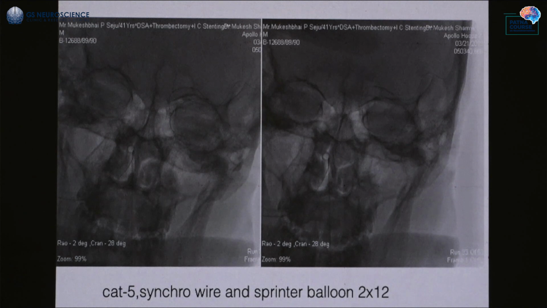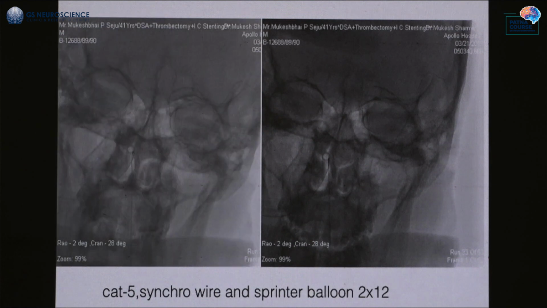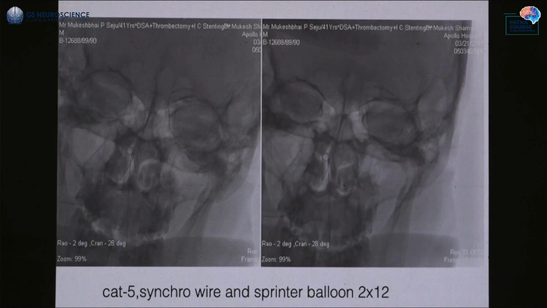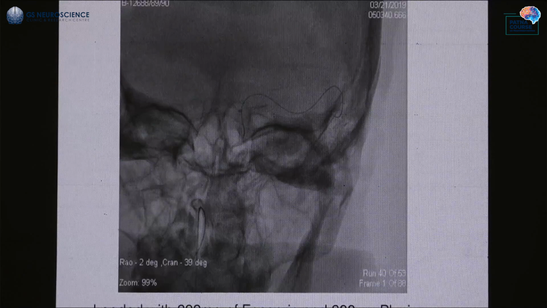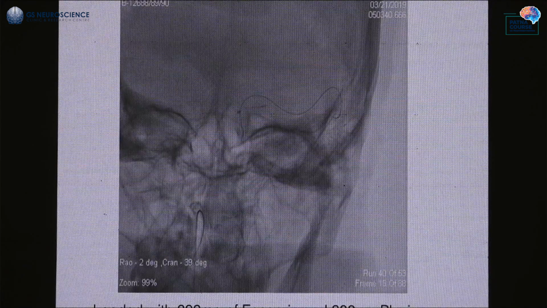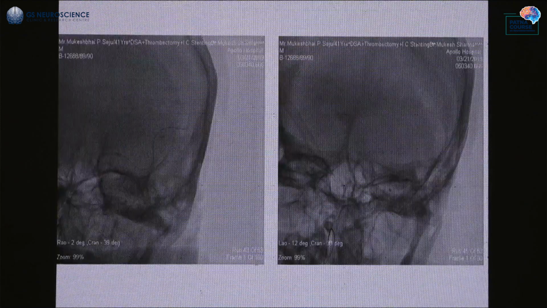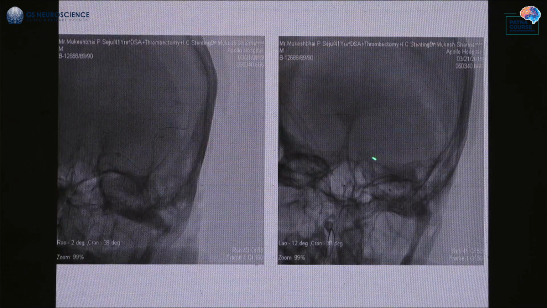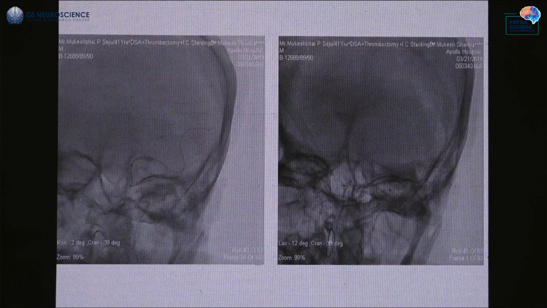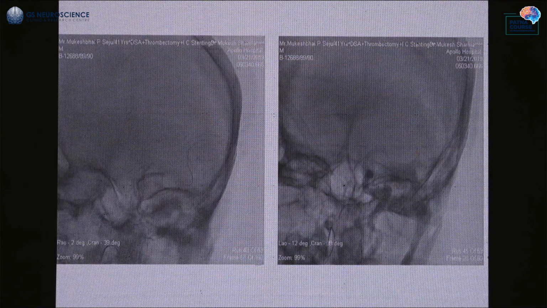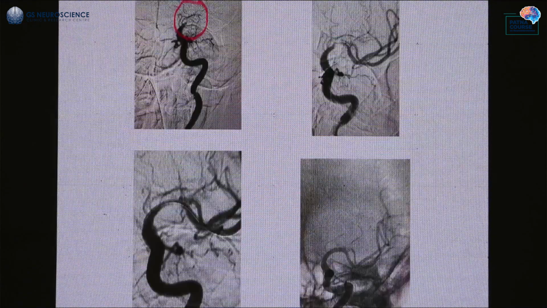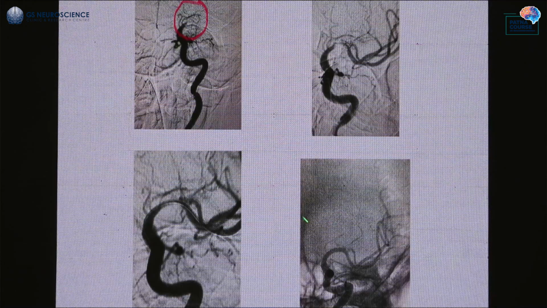suboptimal balloon angioplasty. Okay, so the same way I did the balloon angioplasty with a 2 by 12 mm balloon, but it didn't work. Again, the artery was reoccluding, so I had to place a stent. So, a coronary stent, and after the placement of the coronary stent, this is the last view. This is the patient.